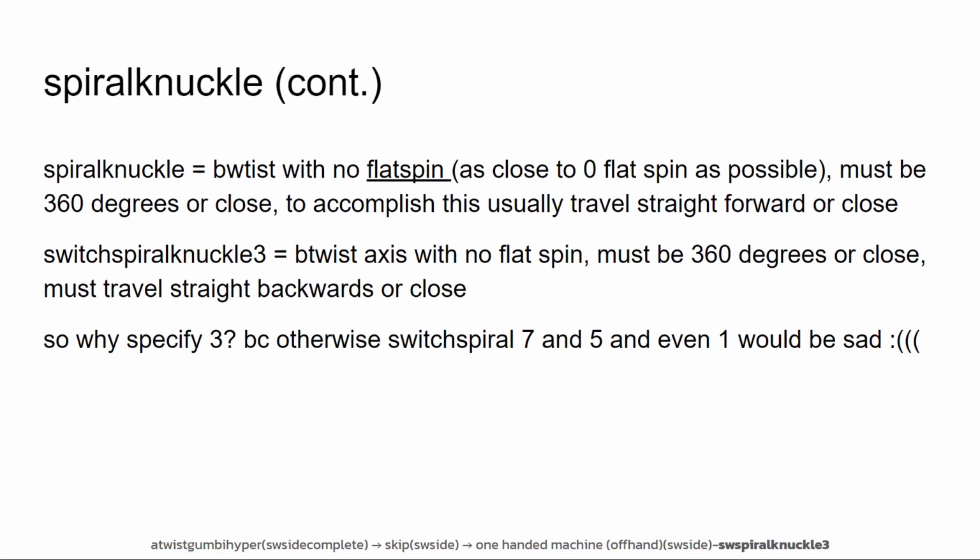One other thing I want to mention is that I called it switch spiral knuckle 3 or 360 very intentionally, because I think switch spiral knuckle 7 or 5 or 1 is hella possible. And weirdly, by adding the 3 to the end of the trick, it actually opens up the door to those other degrees of rotation, whereas not specifying would only mean 360 always. Here's a comparison of both parts of that final trick put together.